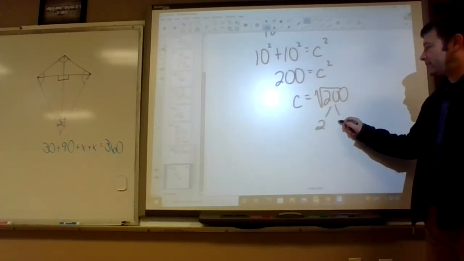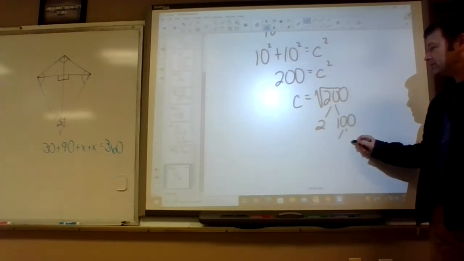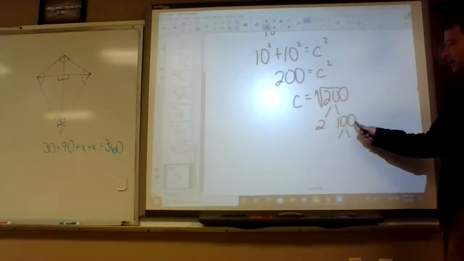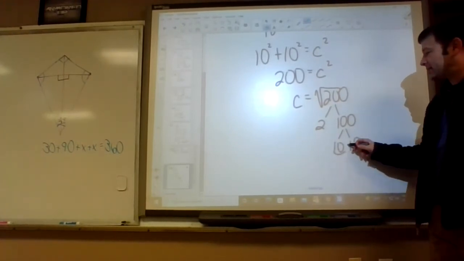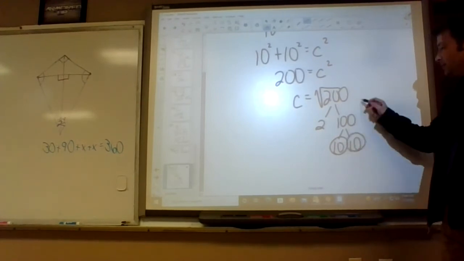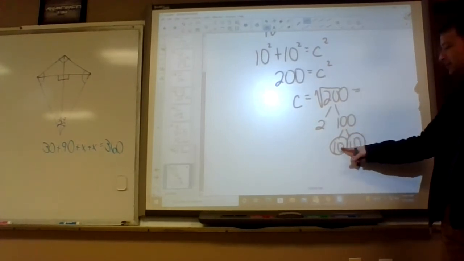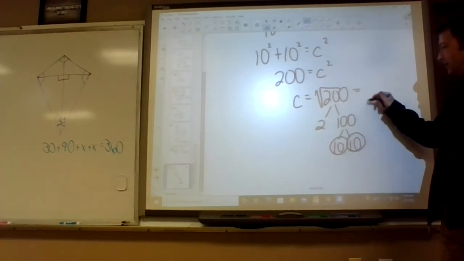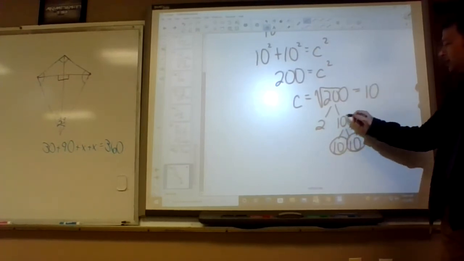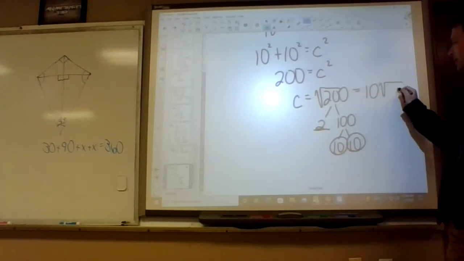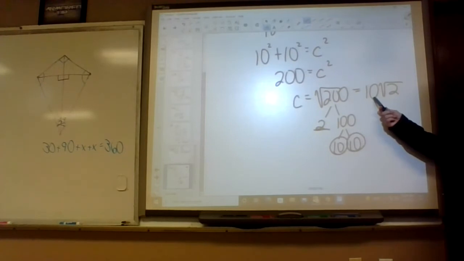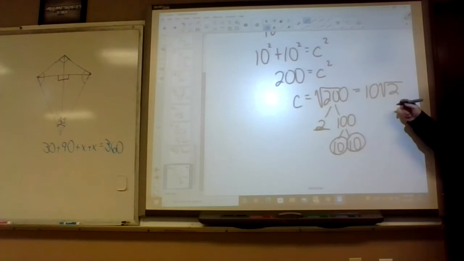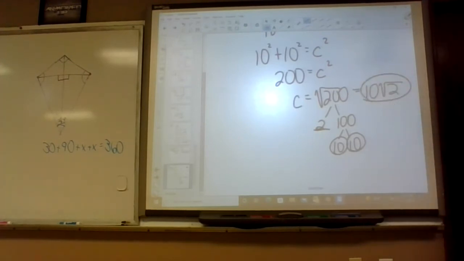You guys remember the factor tree, where you break it down to primes? 100 is 10 times 10. Since that's a double, I'm going to stop right there. If you have a double, the doubles come out, and the leftovers stay behind. So the double 10 comes out as a 10, and the 2 stays behind in the square root. And that's how you do it by hand.